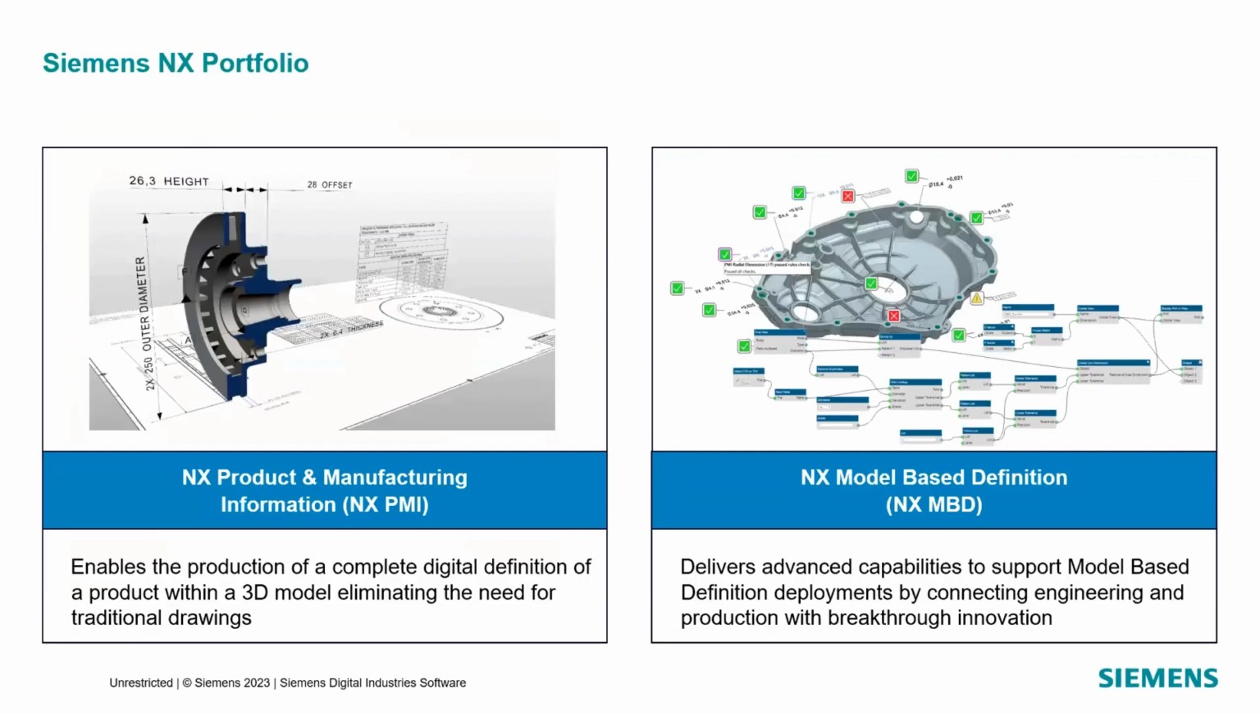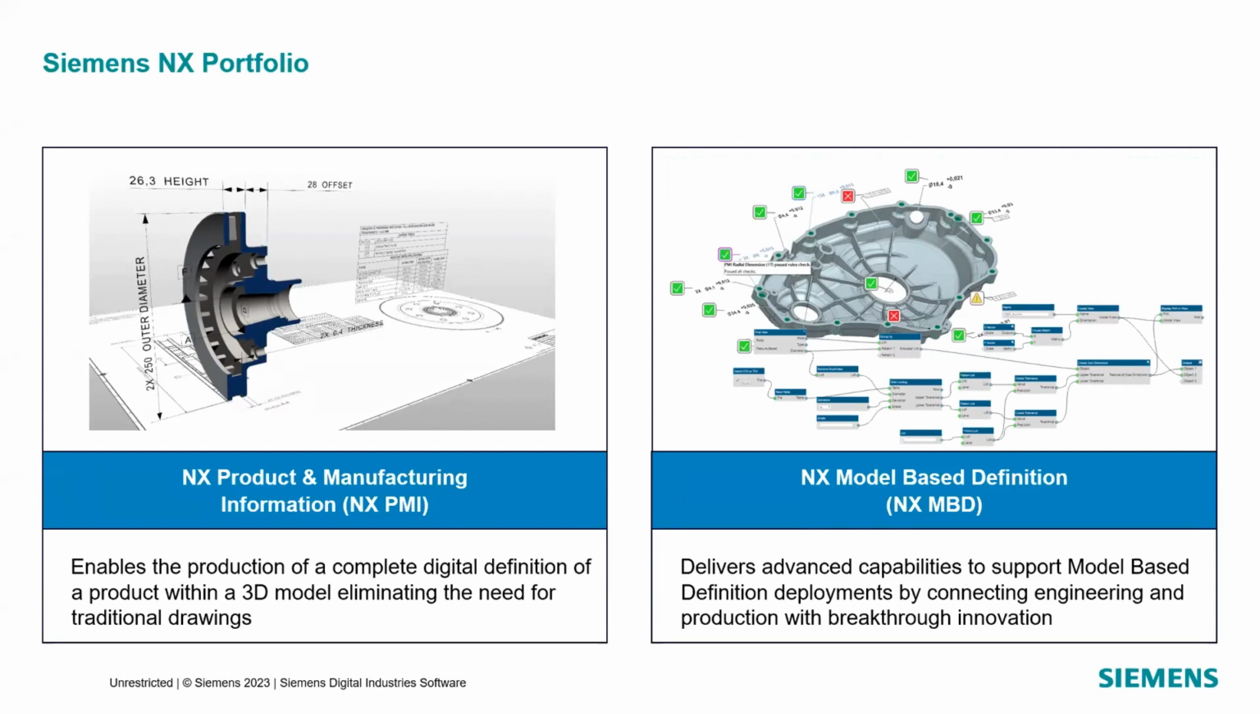When we talk about NX specifically, functionality and things that you'll see today, one of those is NX PMI. It is our ability and set of tools that document the model as powerfully and as completely as you would do on a 2D drawing. You'll see some of that as we walk through today. The other piece is what we call NX MBD. What we do here are a set of tools to actually help automate the creation process.